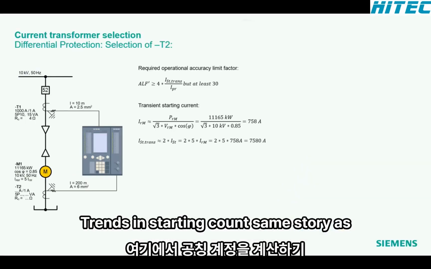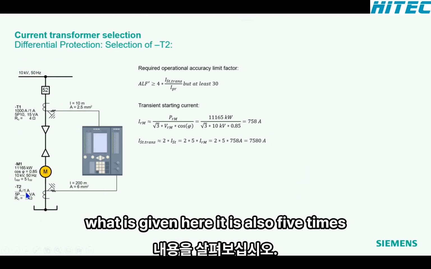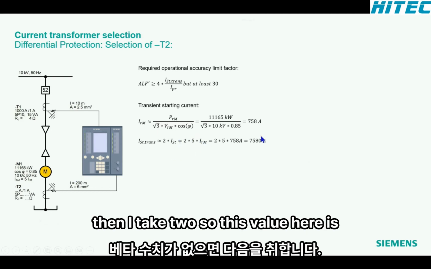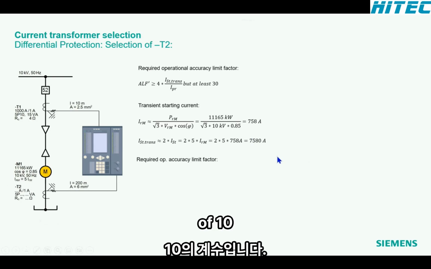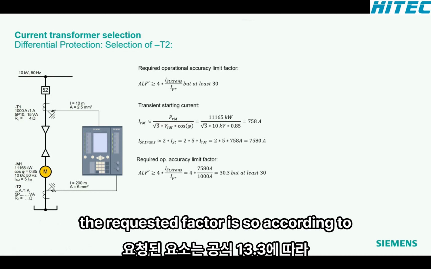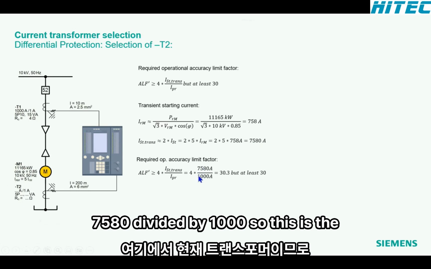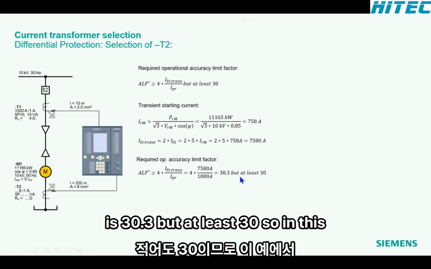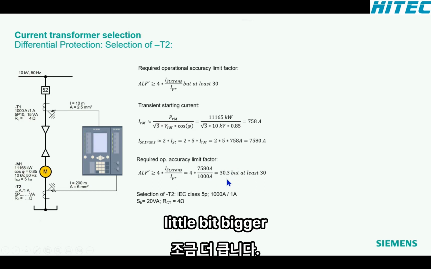Transient starting current, same story as before. I calculate here the nominal current and then have a look at what is given here. It is also 5 times the nominal current as the starting current. And if I don't have better figures, then I take 2. So the factor here is 10. The requested factor, according to that formula, is 13.3, so 7,580 divided by 1,000. So this is the current transformer here. So the result is 30.3, but at least 30. So in this example, this value now wins. It's a little bit bigger.